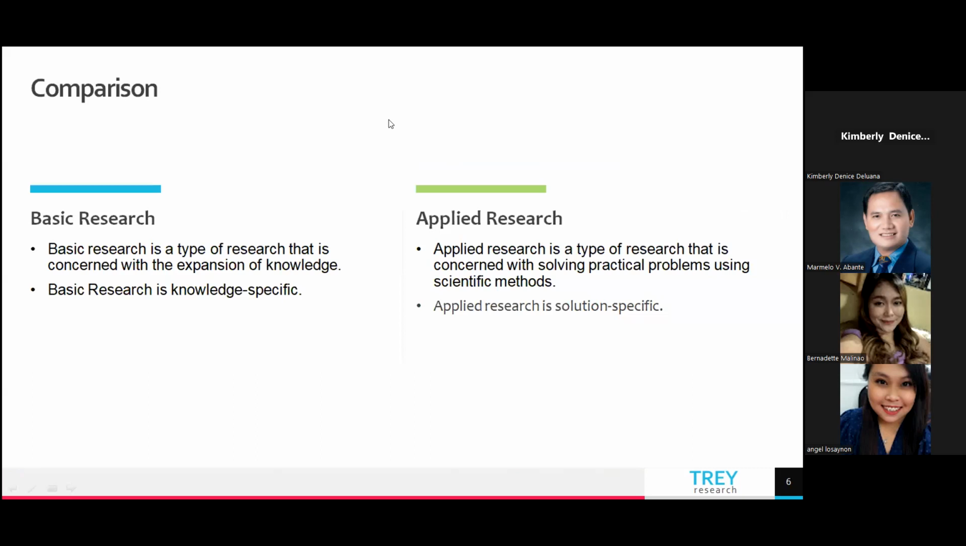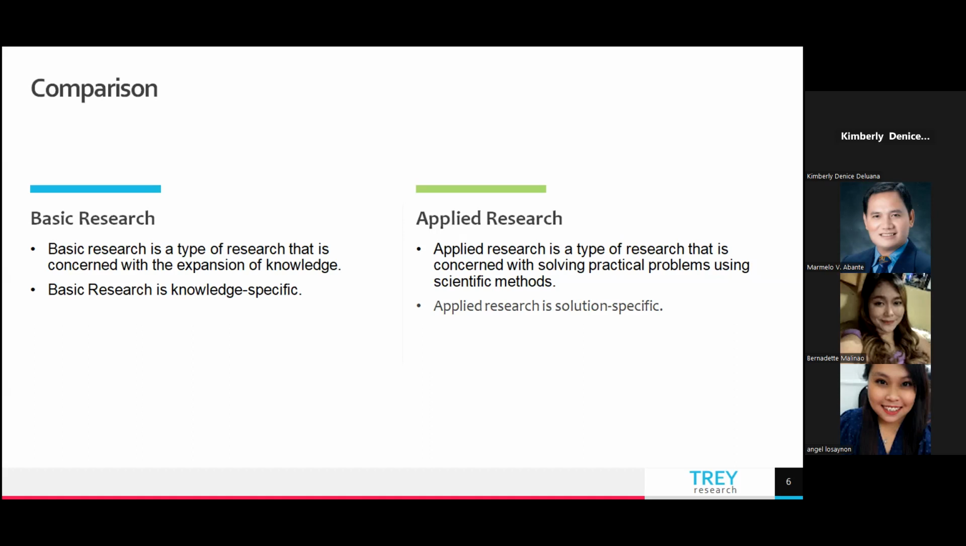Next, there are two types of research, the basic research and applied research. The applied research is a type of research that is concerned with solving practical problems using scientific methods, while basic research is a type of research that is concerned with the expansion of knowledge. Yun nga, sa basic research, ginagawa lang siya para masagot yung tanong or mas lumawak pa yung knowledge. While sa applied research, ginagamit siya para masagot yung isang specific na problem na need nilang masolve.